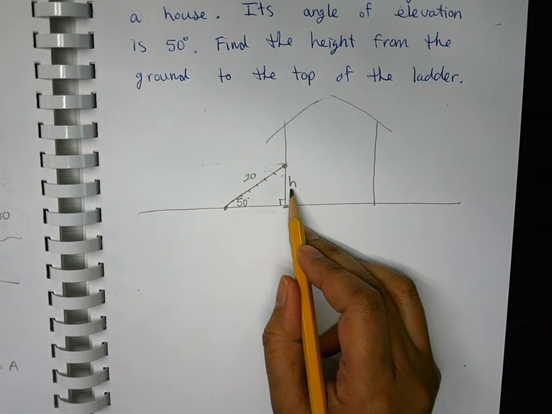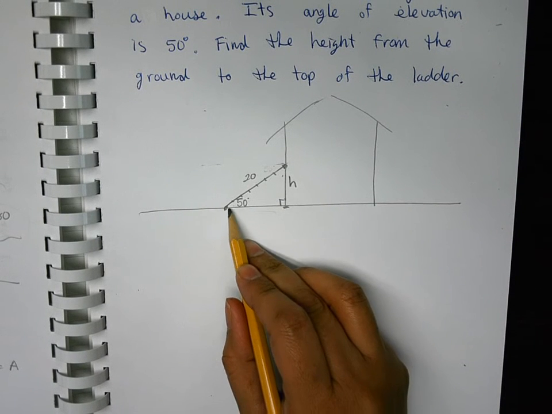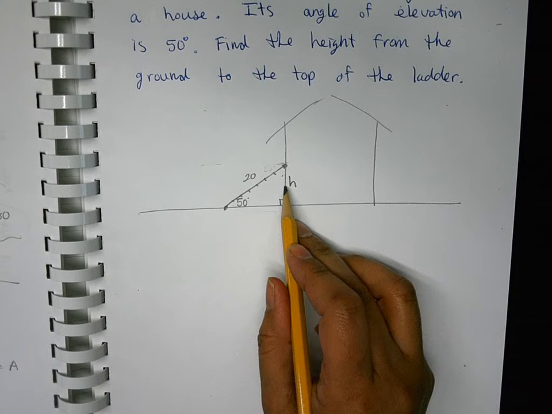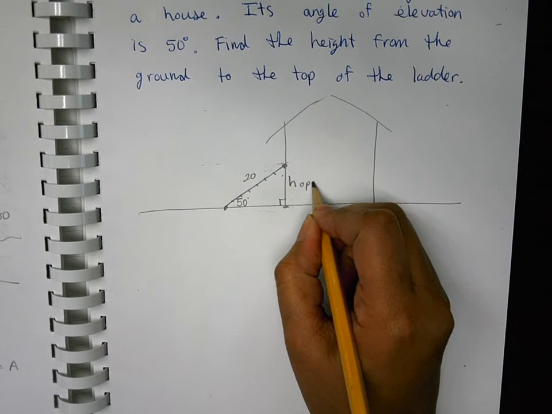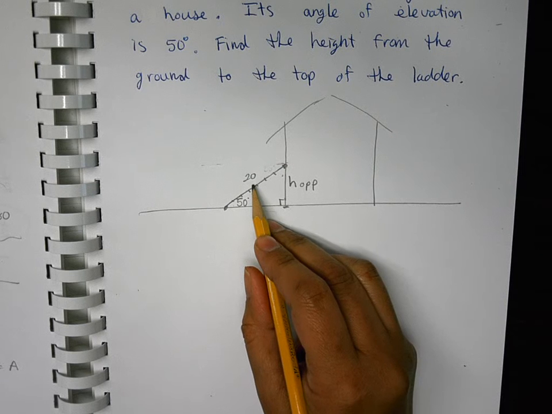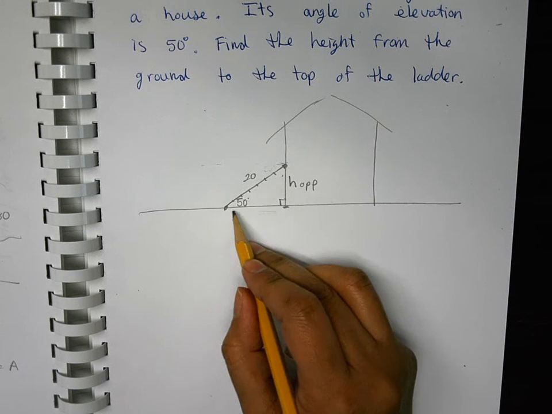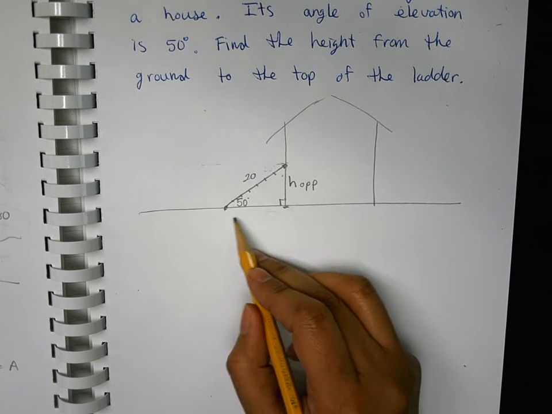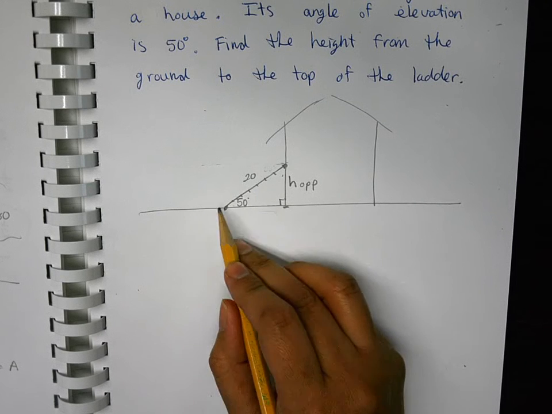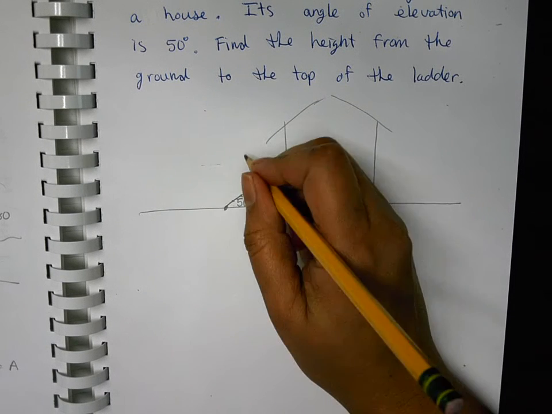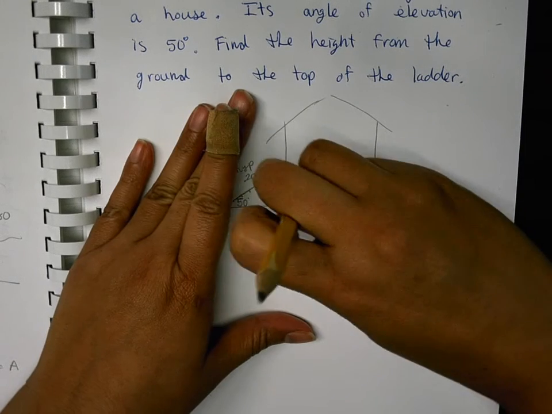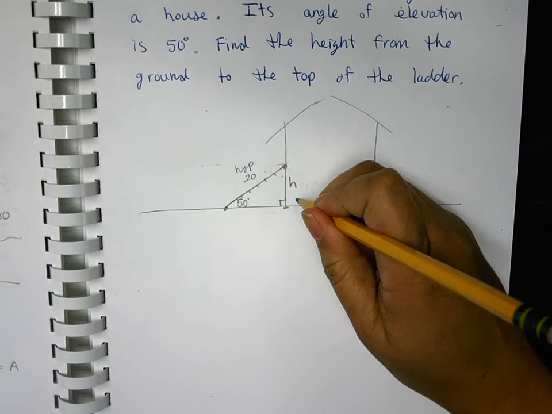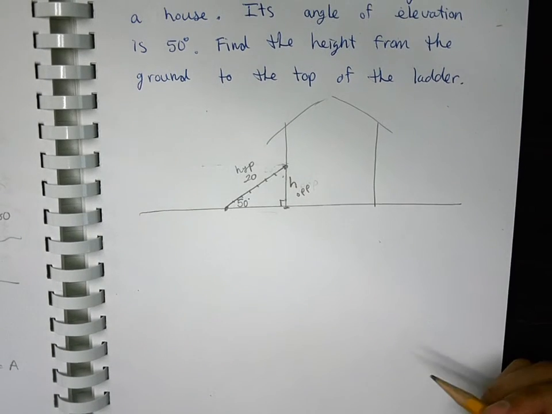If I'm looking for H in reference to this angle, what is H? Opposite, adjacent, or hypotenuse? Opposite. What is the 20? Opposite, adjacent, or hypotenuse? That's a hypotenuse.